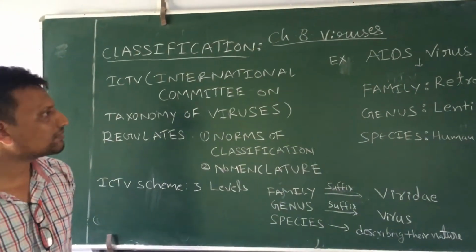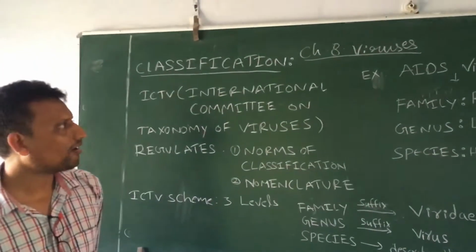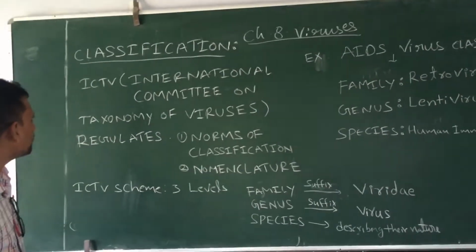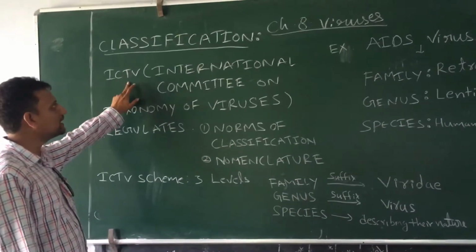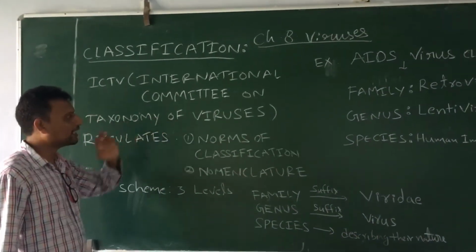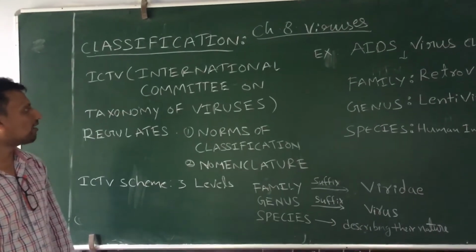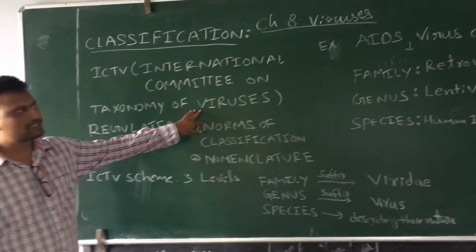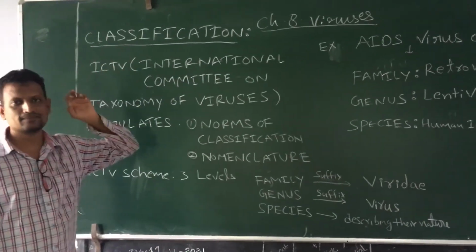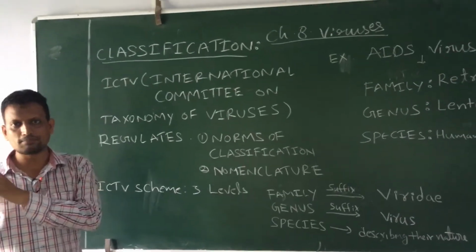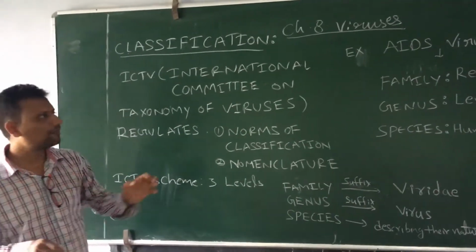So what system is applied? How are they named? There is a committee called ICTV, the International Committee on Taxonomy of Viruses. It gives the naming and classification of viruses. For example, a group of viruses showing similar characters will be grouped together.